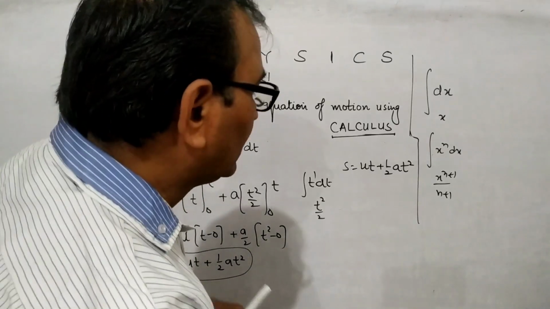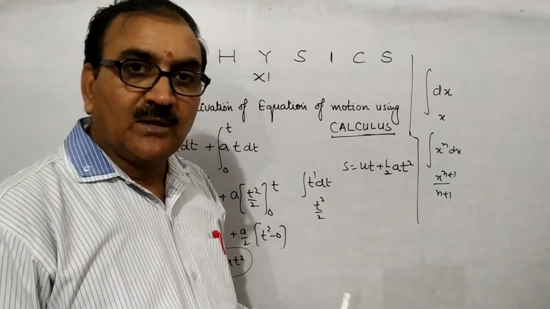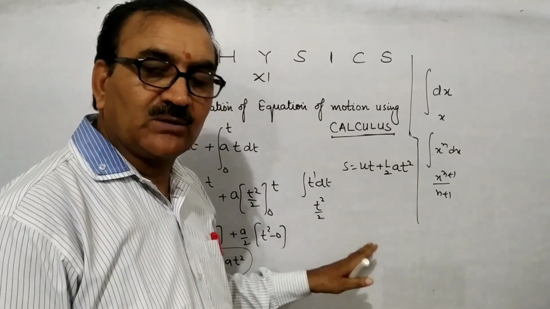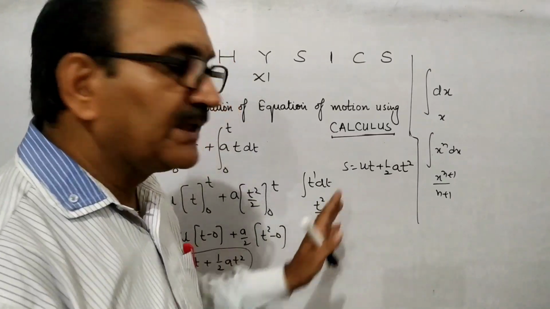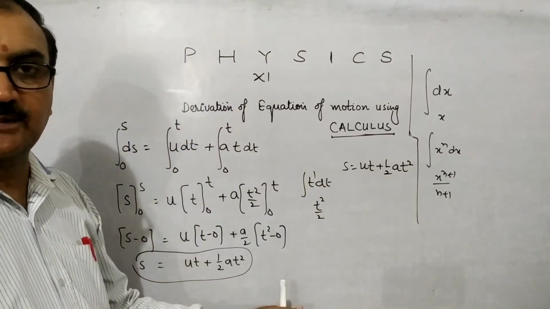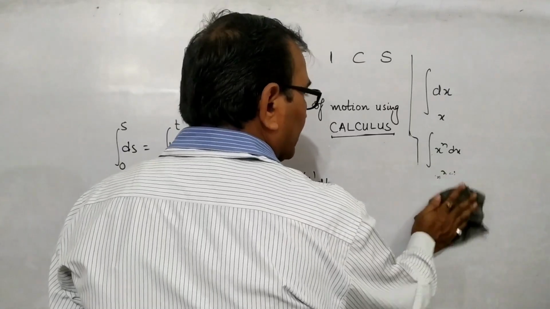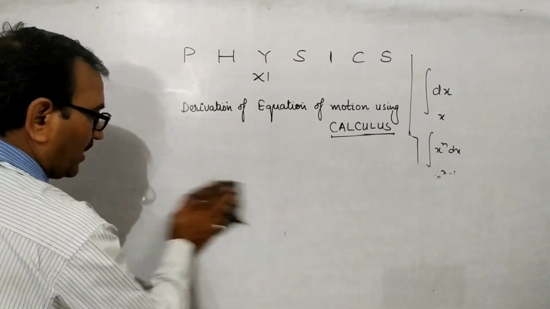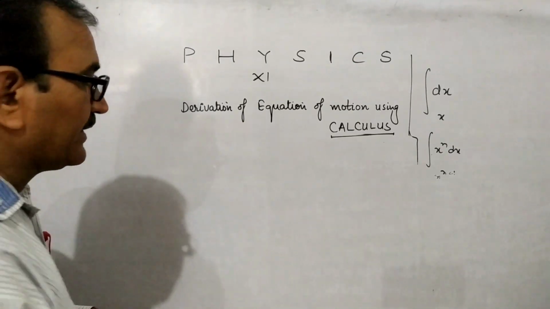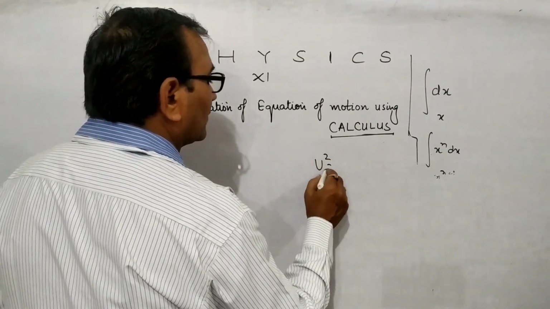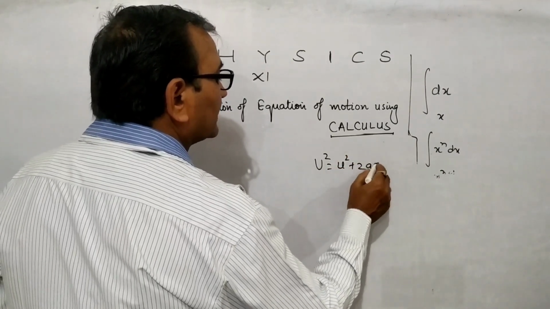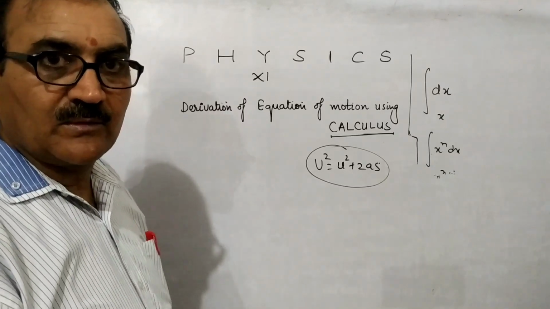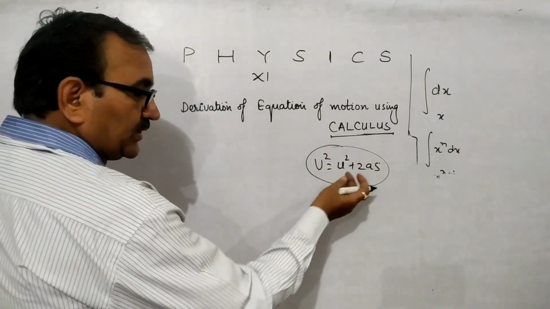Now you are in the condition to calculate or prove the third equation, either by using the first equation or second equation, and by using the same integration method. So here I am discussing the integration method, so we use it to prove the third equation. The third equation, that is v square is equal to u square plus 2as. You have to prove it. Clear? So see how to prove here.